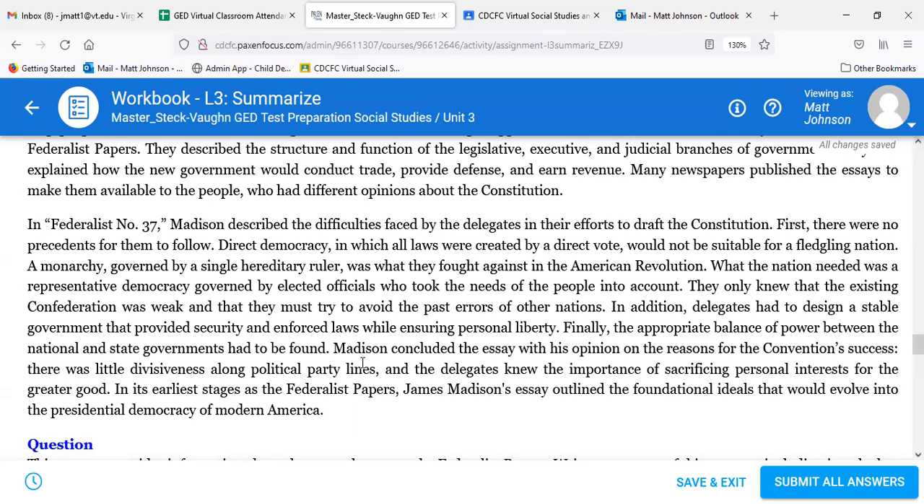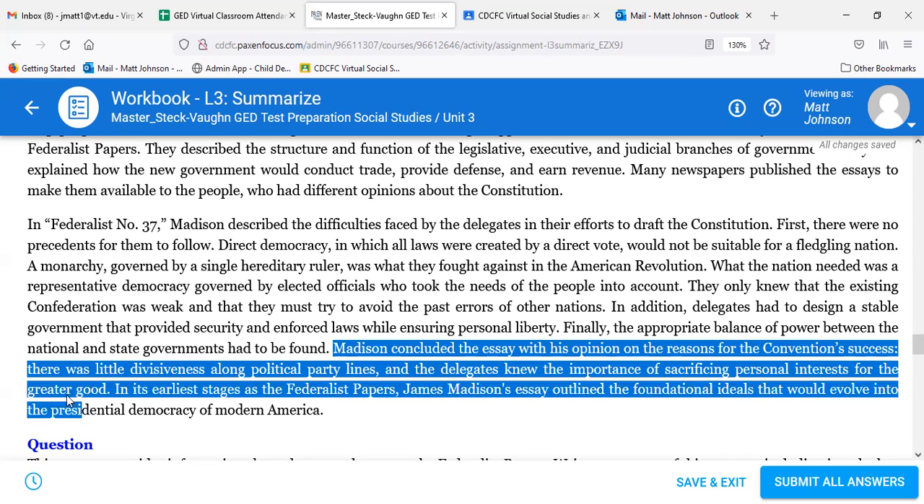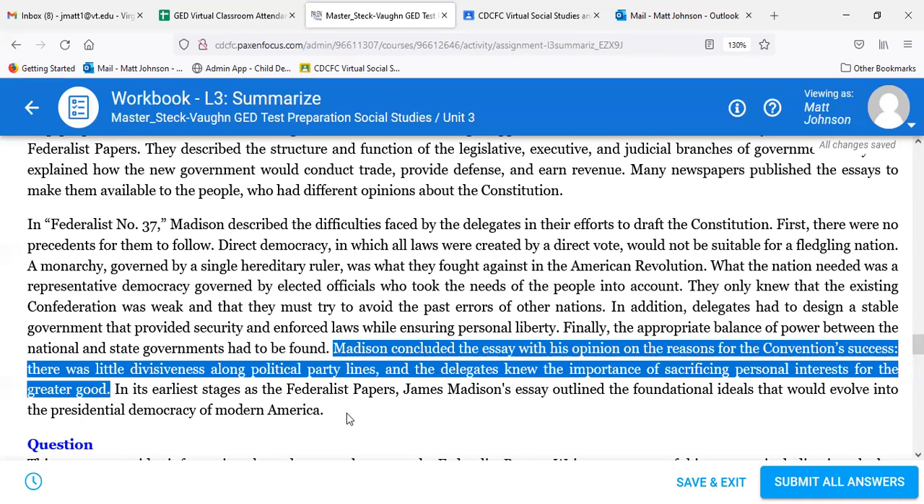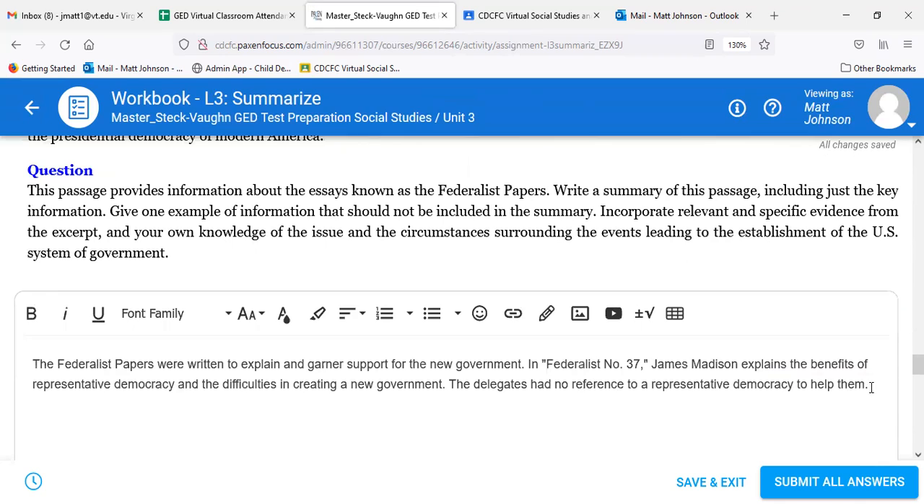And then we should probably, in this last part, the essay, with his opinion on the reasons for the convention's success. His opinion was that the reason for its success was that there was little divisiveness along political party lines, and the delegates knew the importance of sacrificing interests for the greater good. So why was it successful? We should reference that it's basically Madison's opinion.